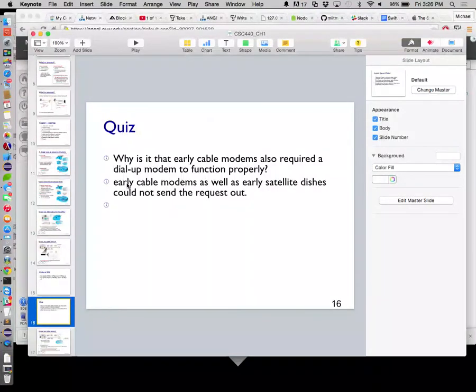Oh, I like this question. Why did early cable modems require a dial-up modem to function properly? That could make an appearance.